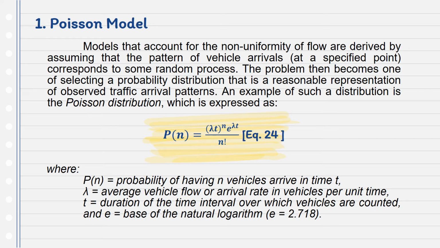Poisson model is an example of the models that account for the non-uniformity of flow that are derived by assuming that the pattern of vehicle arrivals corresponds to some random processes. This model is expressed as P of n is equal to lambda times t raised to n times e raised to negative lambda times t, all over n factorial, where P of n is the probability of having n vehicles arrive in time, lambda is the average vehicle flow or arrival rate in vehicles per unit time, t is the duration of time interval over which vehicles are counted, and e is the base of the natural logarithm, which is equal to 2.718.